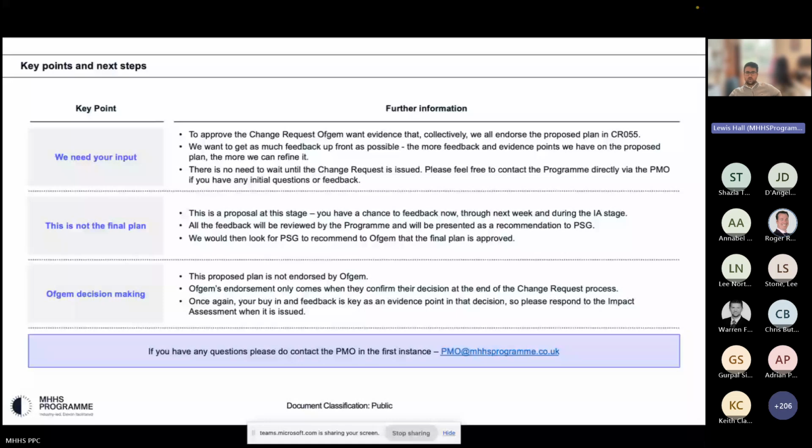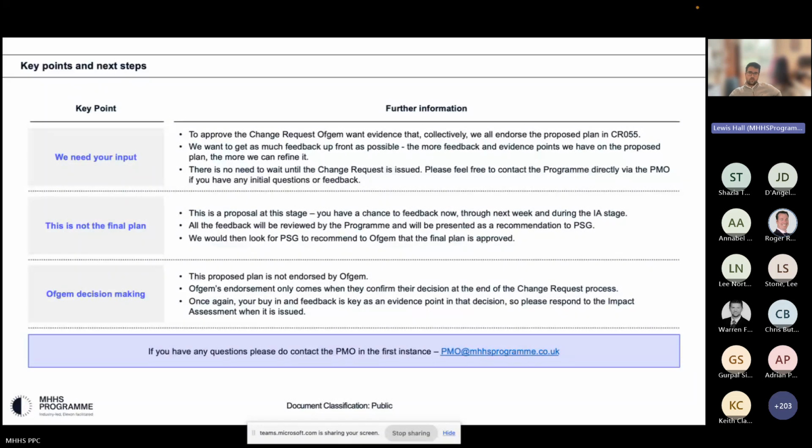It's critical that this is not the final plan. There is an opportunity to refine it. As I mentioned, it is a proposal at this stage, so your feedback will help shape it. We don't need to reopen the IA window. What we will do is gather all of the impact and all the feedback from the IA window, and that will form the recommendation to go to PSG. So there is opportunity here to give feedback multiple times to really shape it and make sure it is our collective plan.